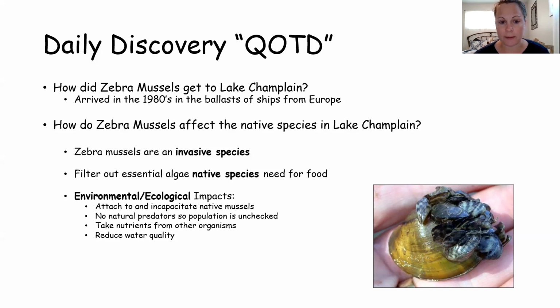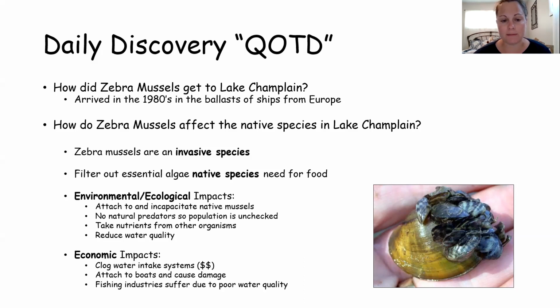Economic impacts, we usually think of, how does this affect humans in terms of money? Zebra mussels can clog water intake systems, which is really expensive to fix. They can attach to boats and cause a lot of money and damage. And then fishing industries and other industries that rely on Lake Champlain can suffer due to poor water quality or that damage that we just discussed.